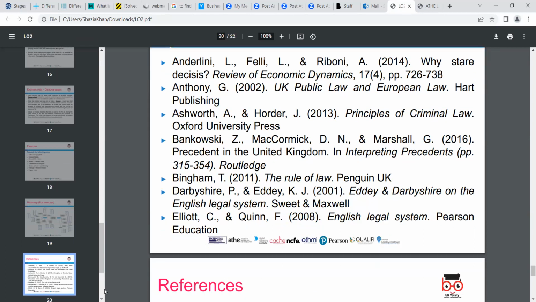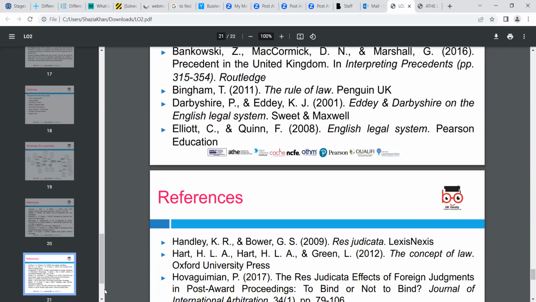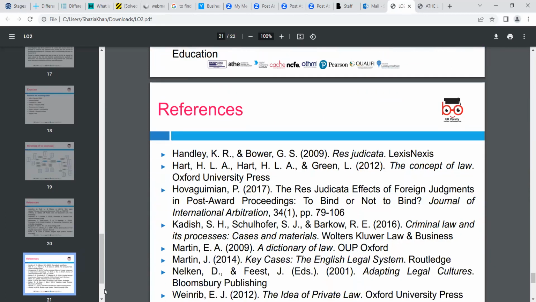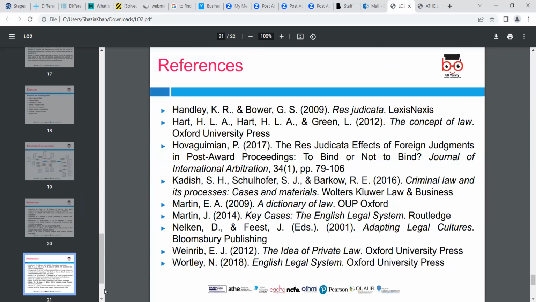So have a look at these. These are some of the references that you could use in doing your exercises, and they will support you when it comes to doing your assignment for this session in regards to learning outcome 2. We've finished learning outcome 2 now, and in the next session we'll be working around learning outcome 3.